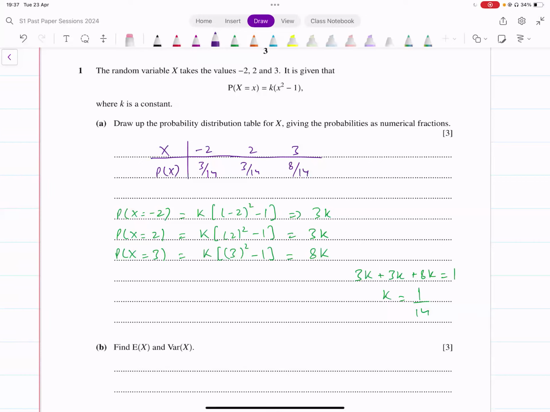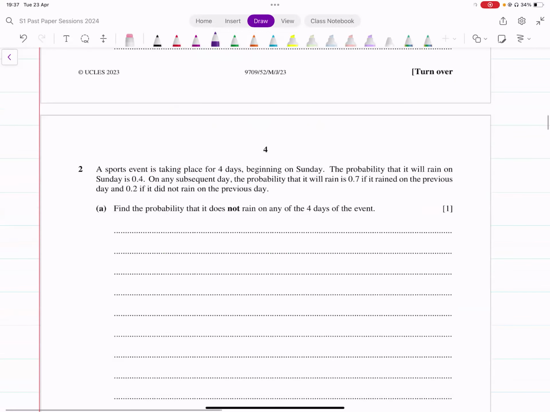In the second part, you have to find the expected value and variance. For that, you can just use the formulas. Okay. All right. Let's move on to the next one.